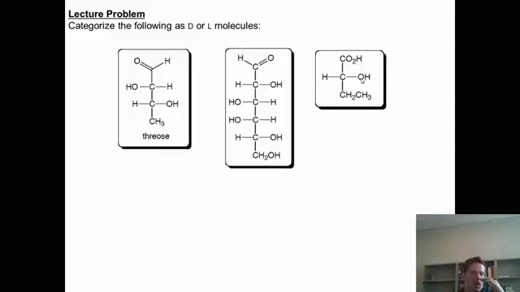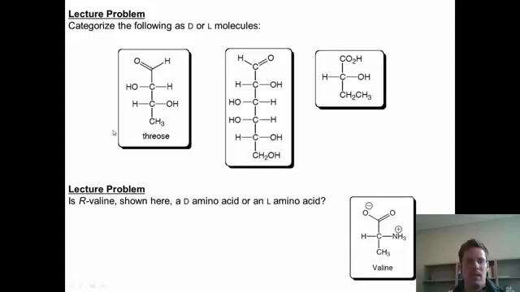Now let's see if we can apply this to molecules that look less like a sugar. Look at this compound, R-valine, shown here in its Fischer projection form. Is it a D amino acid or an L amino acid? How in the world do we decide that? Well, there's no OH, but we can still categorize amino acids by looking at the direction that the amino group is pointing in the Fischer projection. So I ignore this CH3, and look over here at the NH3. This positively charged ammonium, is it pointing to the right or the left? Well, it's pointing to the right. So it is a D amino acid.